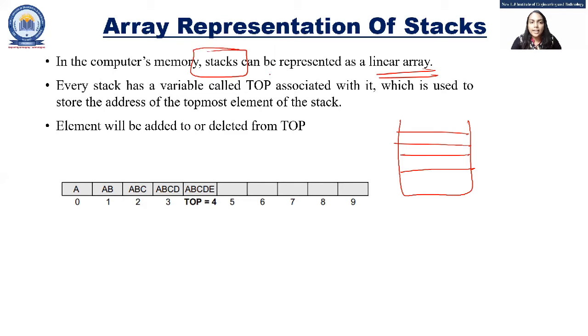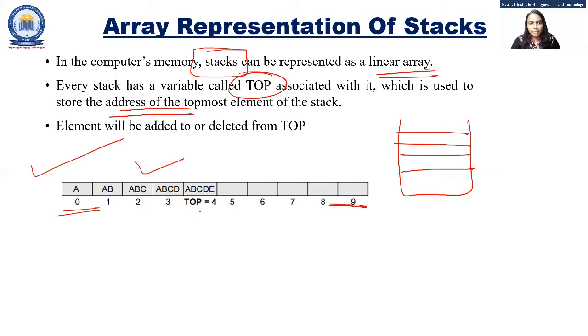Each stack has a variable called top associated with it. This top will help us identify the last element on the stack, right? So this top is used to store the address of the topmost element of the stack, and elements get added and deleted from the top, right? In the array representation, array indexing starts from 0, so it goes from 0 to n minus 1, right?